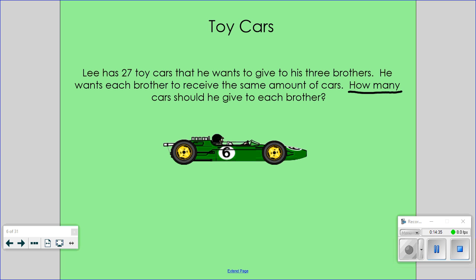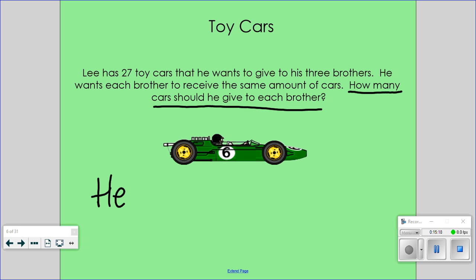Look very carefully at that question, because you need to restate that question in order to get an answer sentence. Scarlett, what do you think? Your answer sentence? Yes. He gives blank cars to each brother. You need that each brother piece. That's important. That's what he's doing. How many cars should he give each brother? I need to know how many cars to give each brother.